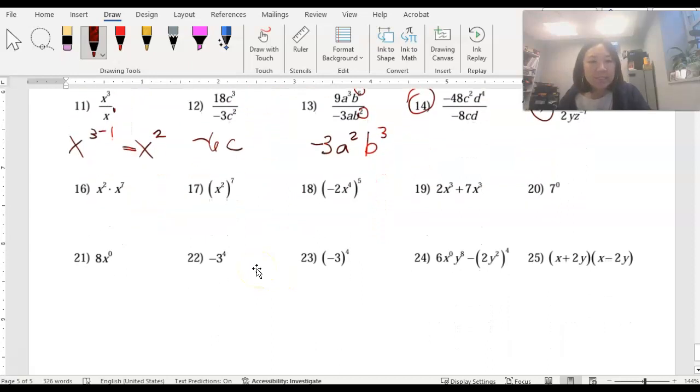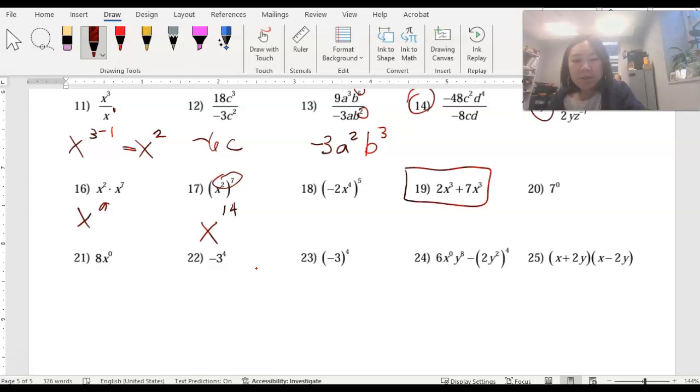Okay. 16 through 25 is kind of doing a mix of these. Here we have the same base, so we're simply going to add the exponents. Here we're raising a power to another power, so we're going to multiply our exponents. All right. Now this one is unique because we are not multiplying or raising, but these are like terms, so I can simply add these, and my base is going to stay the same here because I'm adding. When we are adding these, x to the 3rd and x to the 3rd, we're just adding our coefficients 2 and 7.